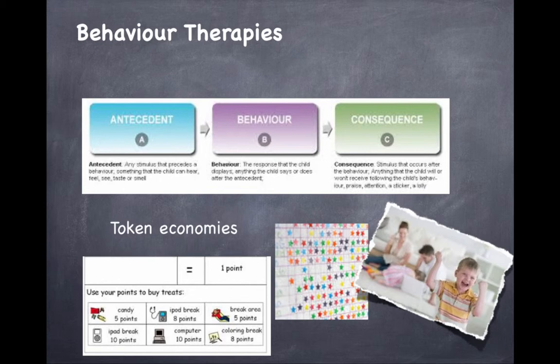Now, when we look at token economies as a form of behavior modification, these are based on rewarding appropriate behavior with tokens. These things would be like poker chips, coupons, play money, stars, and stickers. You've probably seen them in schools. Tokens are later exchanged for desired goods and or privileges. Weekend passes, candy, gum, TV time, etc. Undesirable behaviors can be fined with a certain number of tokens.